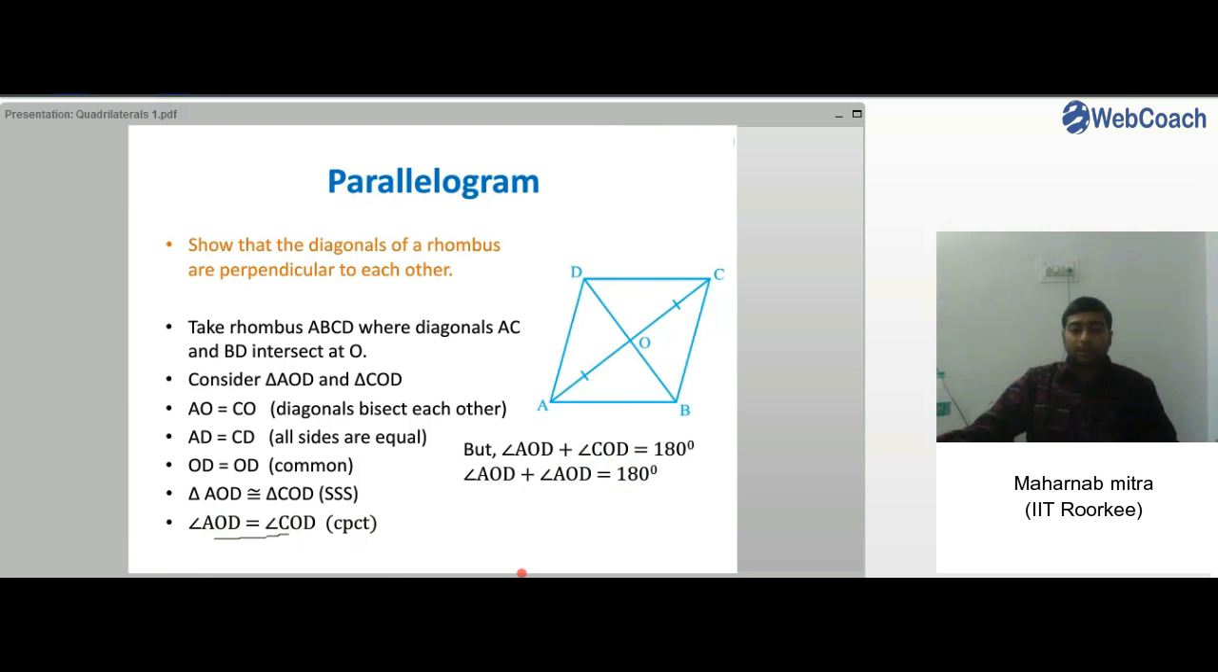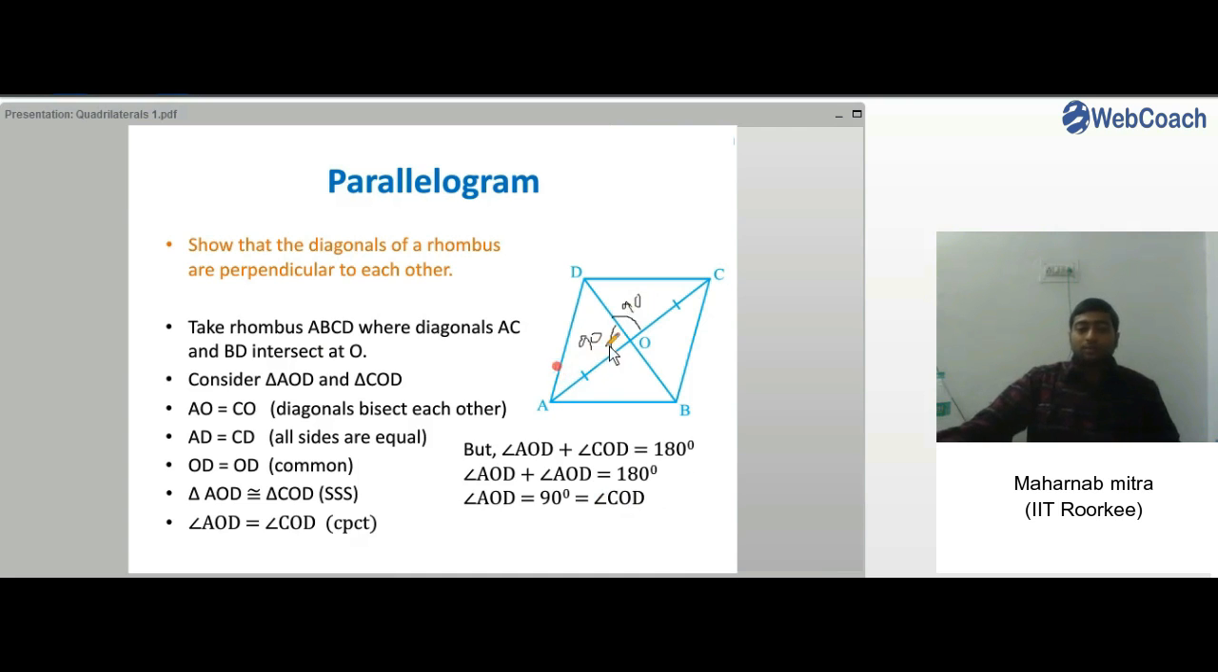So what can we say? If twice angle AOD is 180 degrees, then one times angle AOD must be half of it, right? It should be 90 degrees. So we have got angle AOD as 90 degrees, and AOD is also equal to COD. Therefore both the angles are 90 degrees, right? This angle is also 90 degrees, and this angle is also 90 degrees.